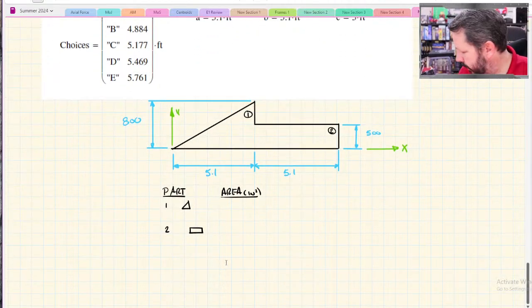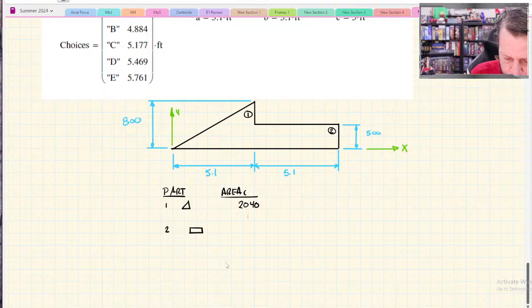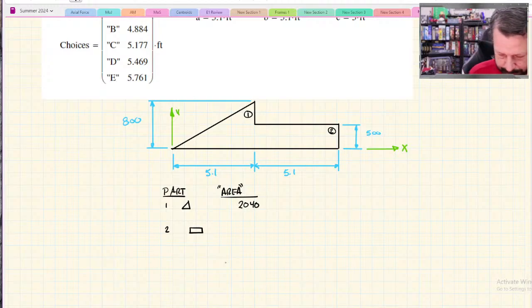So the area, I need to calculate. The area for part 1 is just a triangle, 800 times 5.1. The tricky part is to remember divide by 2, so 2040. I think I put inches squared, but that's not the actual area, right? Maybe we'll put area in quotation marks because it's really a force, because these are distributed loads representing forces, they're not actual areas.